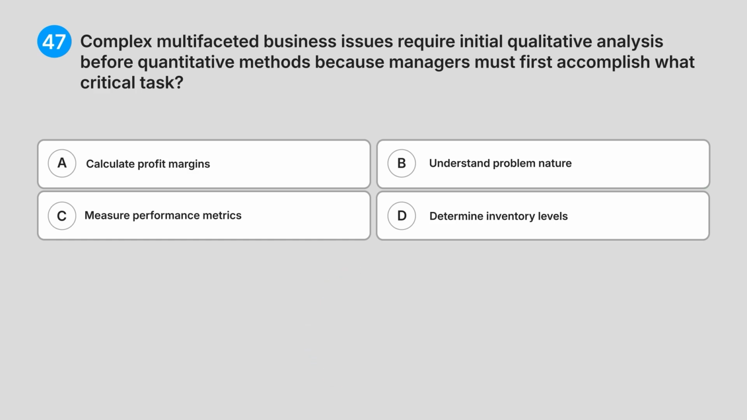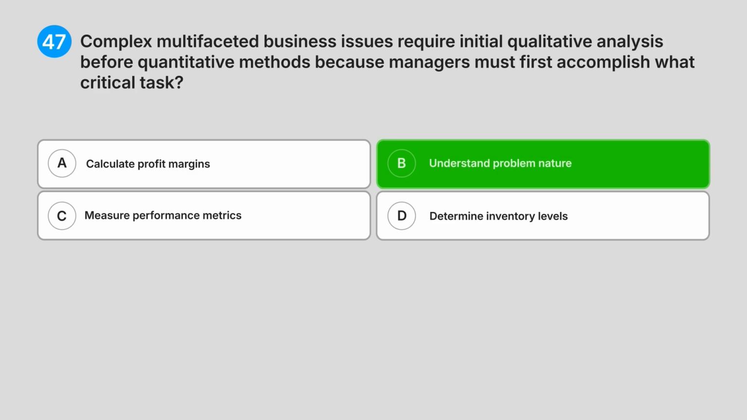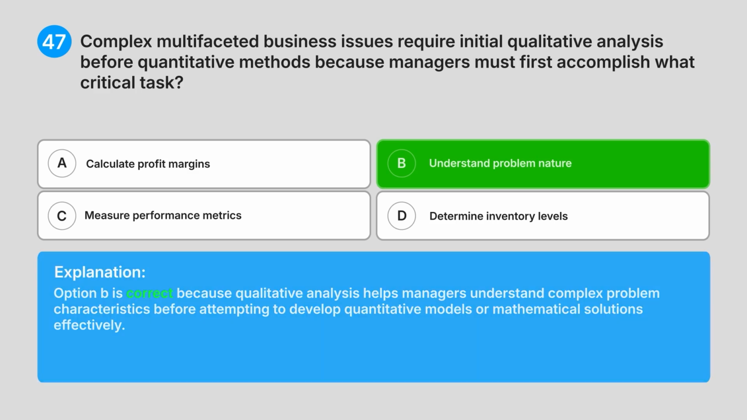Correct answer, B, understand problem nature. Explanation. Option B is correct because qualitative analysis helps managers understand complex problem characteristics before attempting to develop quantitative models or mathematical solutions effectively.